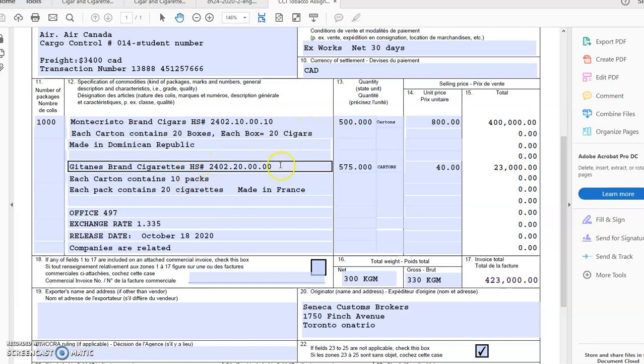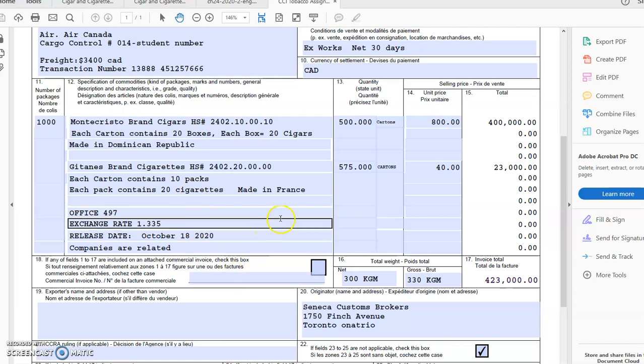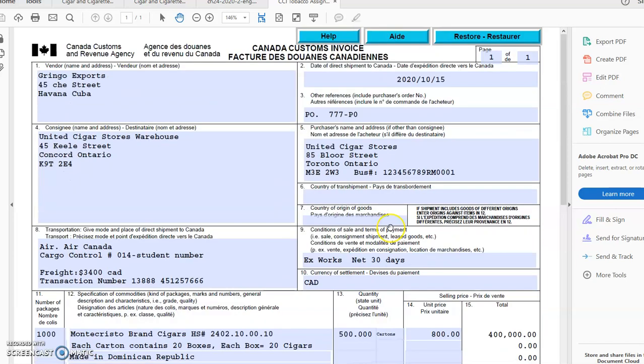And you have cigarettes. You have 575 cartons. Each carton has 10 packs. Each pack contains 20 cigarettes. So you're going to do 575 by 10 by 20 to get the number of cigarettes. And then remember, the NMB represents groups of 5 cigarettes. All the other information you need is there. I've included the page from the customs tariff.